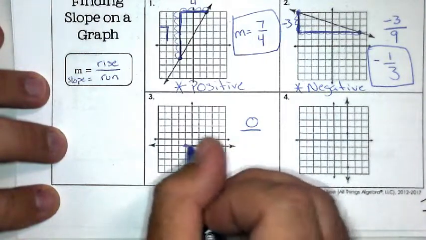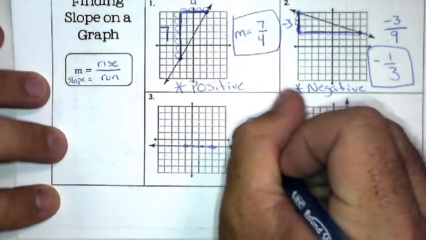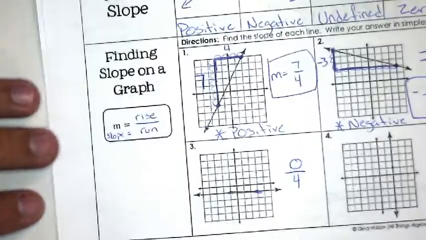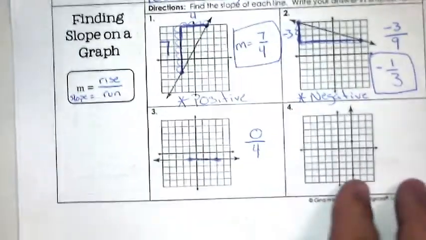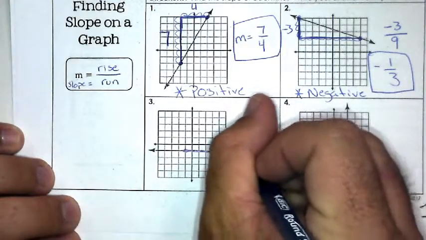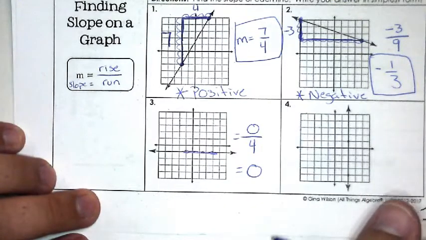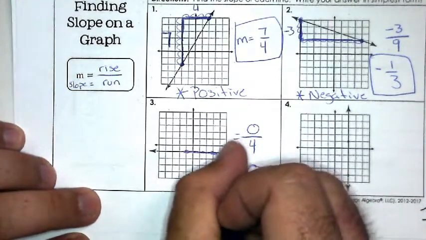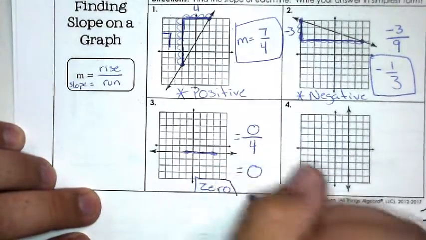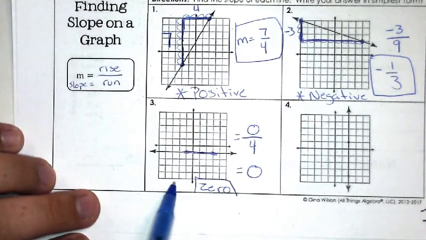I chose 2 random points. How far did I choose to run? 4. Now, can I simplify that fraction? Yes. In your calculator, do 0 divided by 4. What do you get? 0. If you get 0 as your simplified fraction, your slope is the word 0. So if the number you get is 0, you write the word 0. Does everyone see that? Okay.